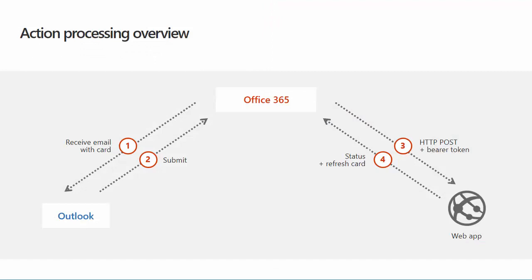Well, how do actionable messages work? What's the processing? At a high level, Outlook is involved. The email comes into Outlook. When I click on a button inside of Outlook, it's going to send a message back to the Office 365 service, which will then interact with your application.